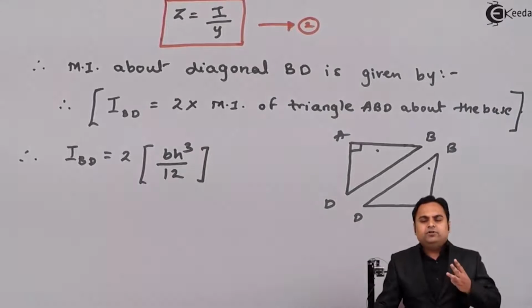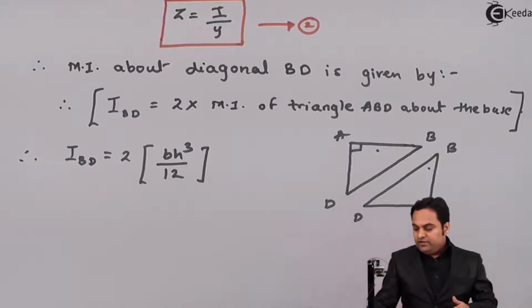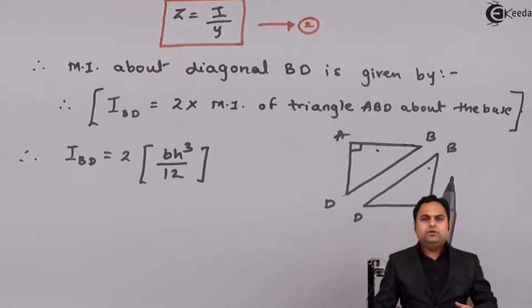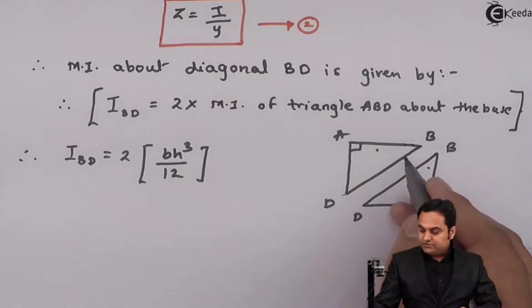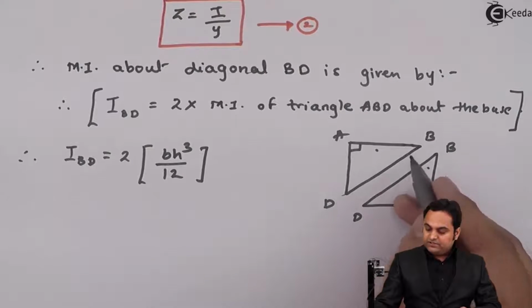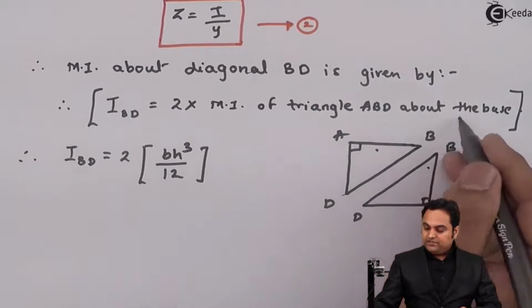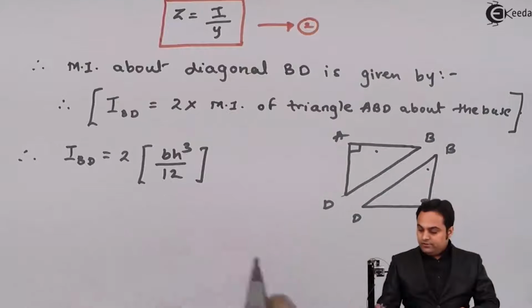We have three different moment of inertia formulas for the triangle. If it is about the base, it is BH cubed by 12. If it is about the centroid, then it is BH cubed by 36. If it is about the apex, then BH cubed by 4. So here, since it is passing through the base, I am writing it as BH cubed by 12.